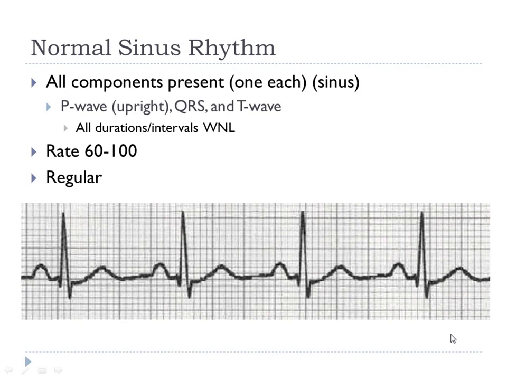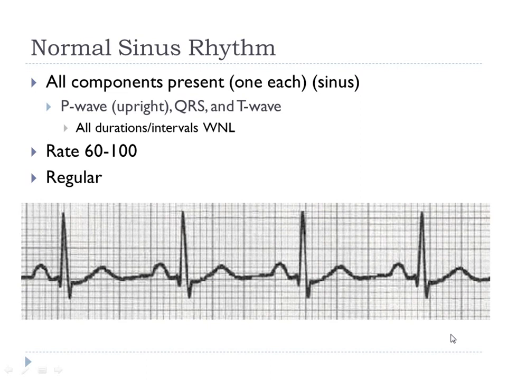The most normal rhythm is normal sinus rhythm. We want to make sure that all of our components are here. We have a P wave, we have a QRS, and we have a T wave, and they're all in a ratio of 1 to 1. One P wave to QRS, one P wave to T wave, one QRS. There's one of each in each beat. You see that? P, QRS, T. It's all the same.